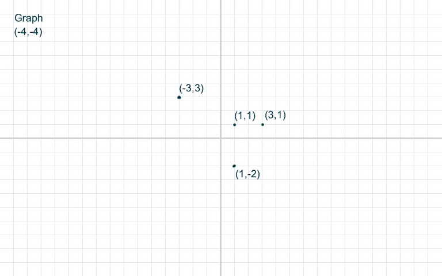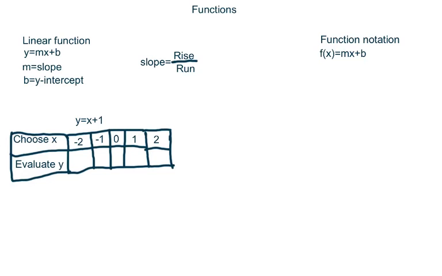Okay, let's graph (-4, -4) together. So you move 1, 2, 3, 4 left, then move down 1, 2, 3, 4. That would be your (-4, -4). This is how it should look.